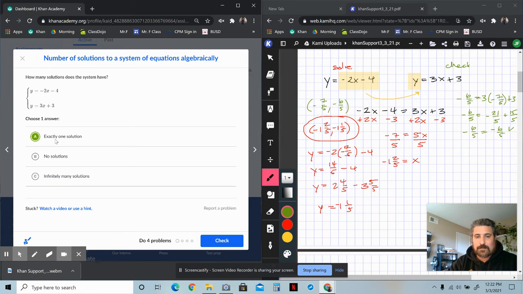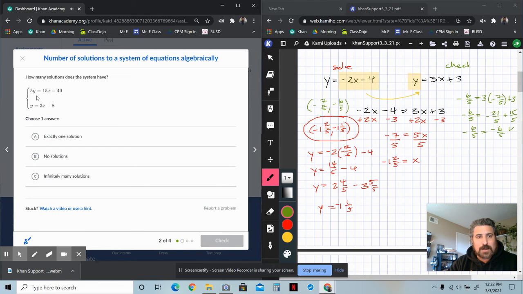So really all you're looking for is, does it have the same slope? If it does, does it have the same intercept? And then just make a choice. So when I look at this one here, we could do all this work over here to get the exact solution. Or you could just look at it and go, they don't have the same slope, because one slope is -2, the other slope is 3, which means they must intersect at one spot. So exactly one solution.